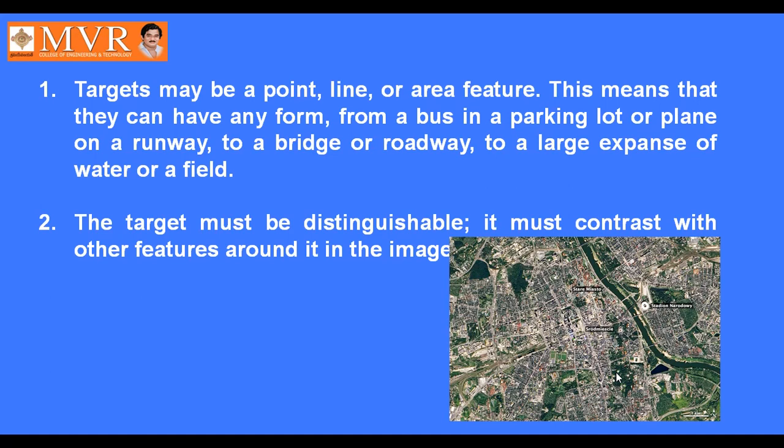Second one, the target must be distinguishable. It must contrast with the other features around it in the image. If you want to distinguish two features on the satellite imagery, you can improve the contrast of the image. Whenever you improve the contrast, that means enhancement. Whenever you improve the enhancement of the image, then only can you easily separate the objects in the satellite image.